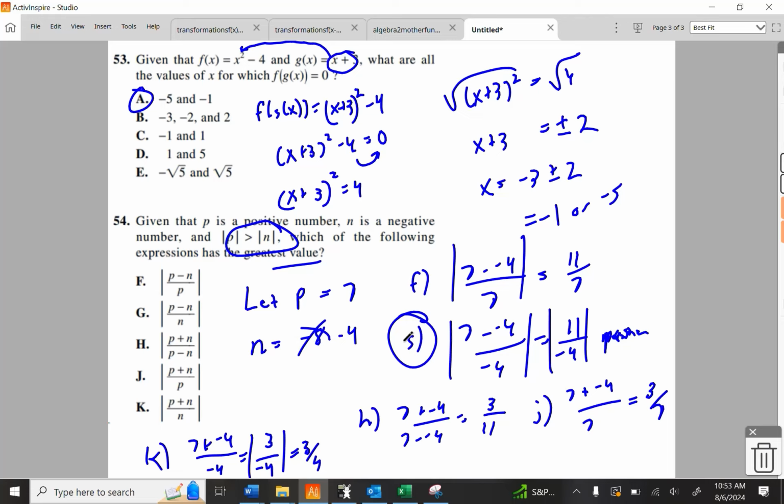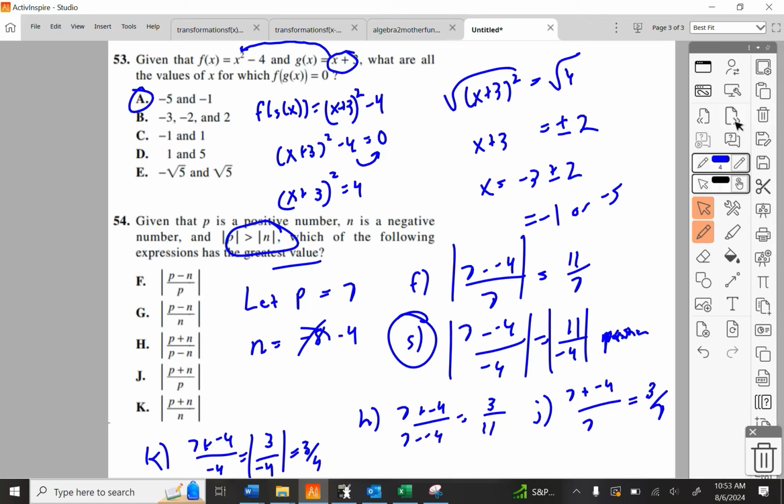11/4 is bigger than 11/7. If you don't know that, go to TI-84, push buttons, look at the decimal.